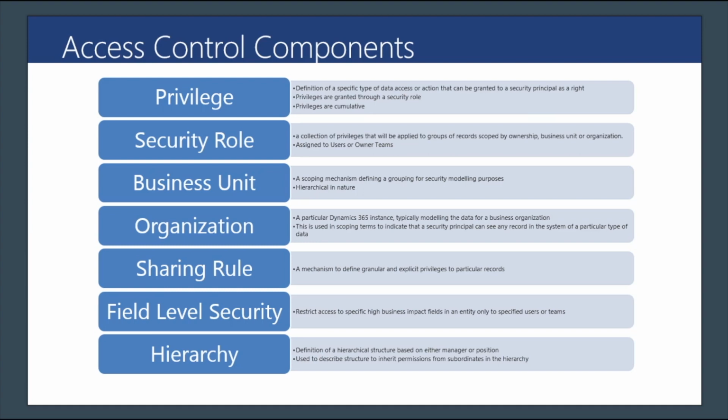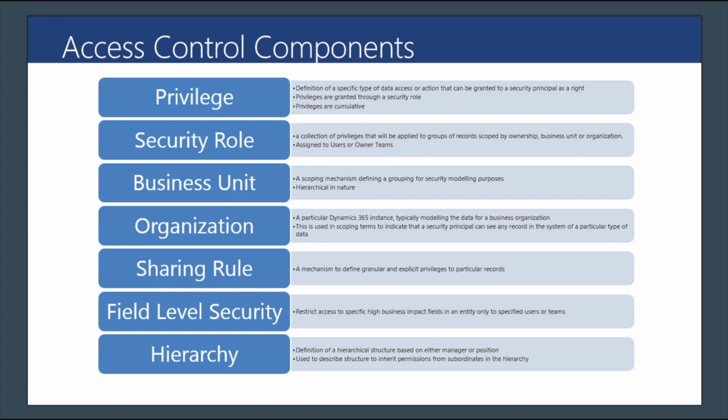Sharing, again, is a mechanism to grant access to specific records within the system. And sharing also takes into account security roles. So a user that would like to share a record needs the permission to be able to share that record. And the receiving user of the share also requires an appropriate security role in order to have that record shared with them.